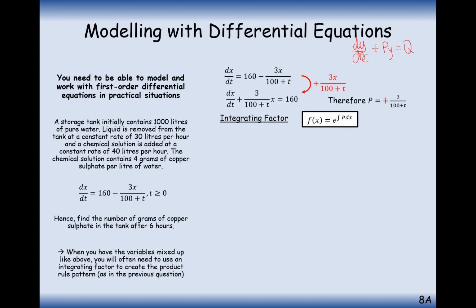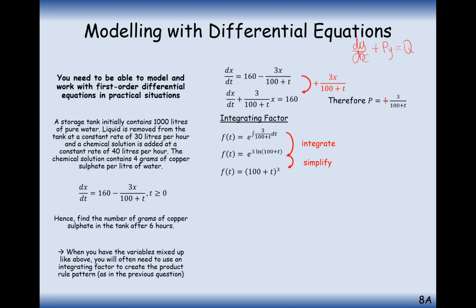So let's now work out what the integrating factor is going to be. The integrating factor is always of the form e to the integral of p dx, or dt, depending upon what your independent variable is. So e to the integral of 3 over 100 plus t dt. Let's now integrate that power. So that's going to be 3 ln(100 plus t). Move the 3 in as a power on the ln, and then cancel out the e and the ln, and we'll get f of t is (100 plus t) all cubed.